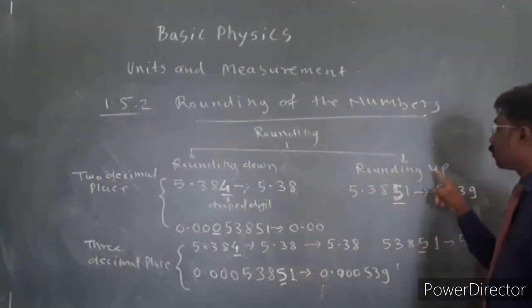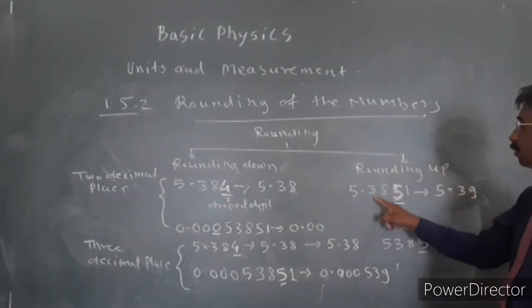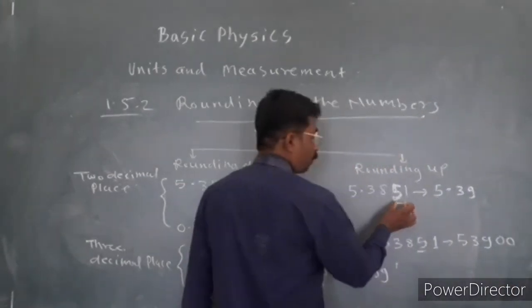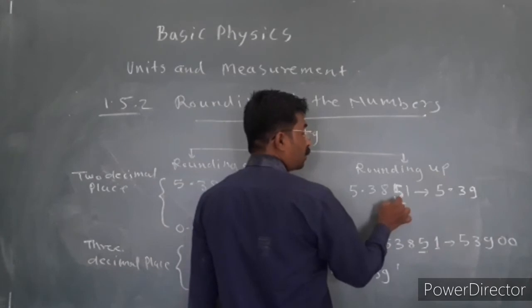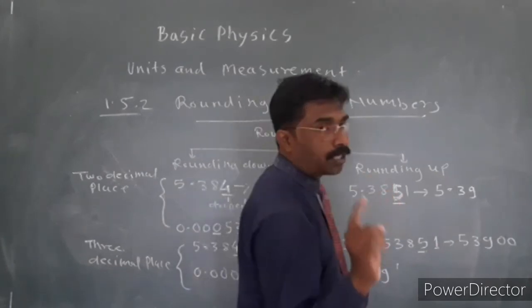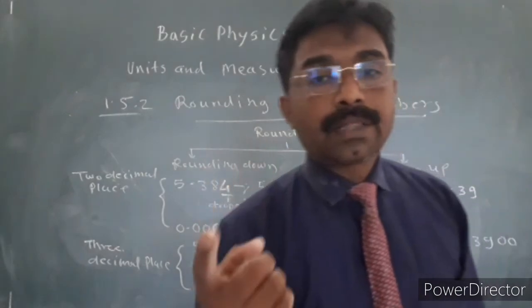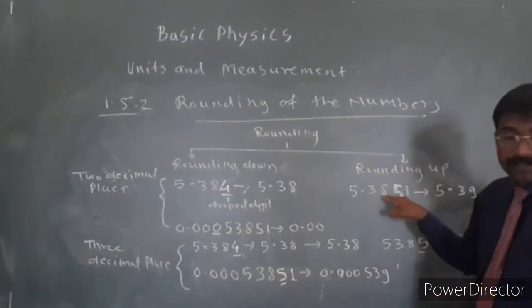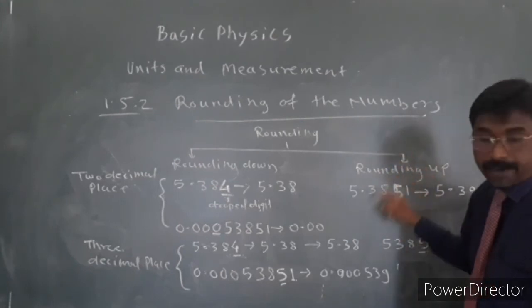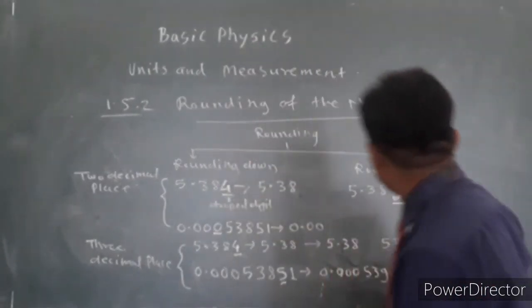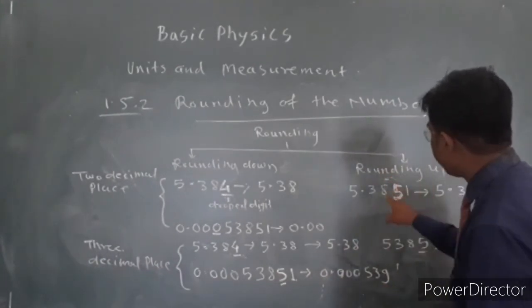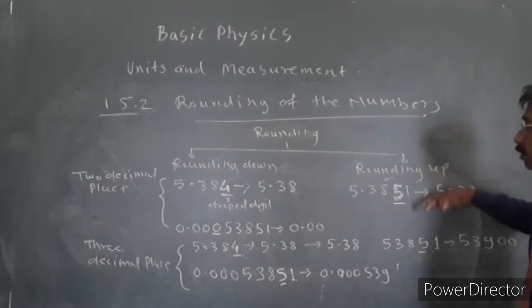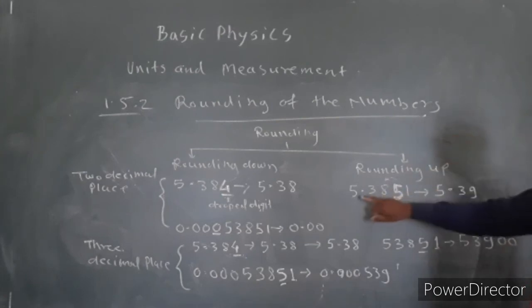On the contrary, in case of rounding up, take 5.3851. I would like to drop this 5, but the digit is equal to 5 or greater than 5, so we have to give an increment to the 8 by 1. So this 8 becomes 9 here. This is called the rounding up method.